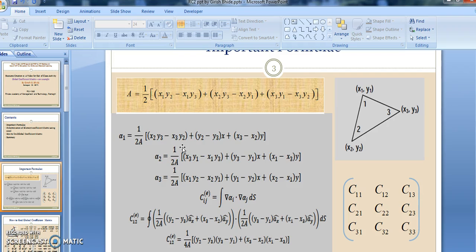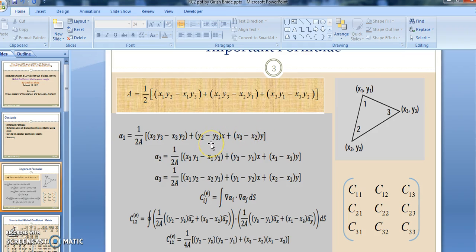In FEM, usually triangular elements are preferred, and hence we must calculate the area of a triangle, for which this formula is easy to remember. It reads A is equal to 1/2 of x1 y2 minus x1 y3 plus x2 y3 minus x2 y1 plus x3 y1 minus x3 y2.